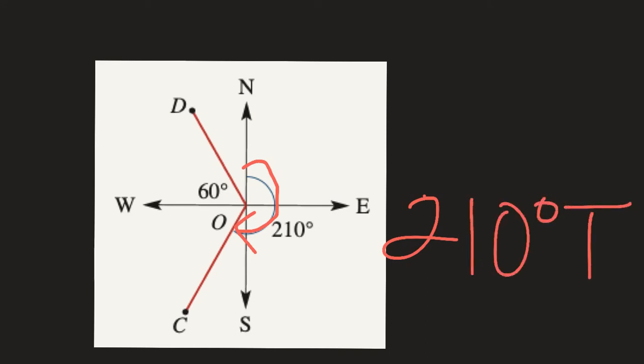or T. That T would be an indication that it is a true bearing measurement and not a compass bearing, which would have something like south and west in it because it's in the southwest quadrant. I'm going to move to the next example, which is a little bit trickier.